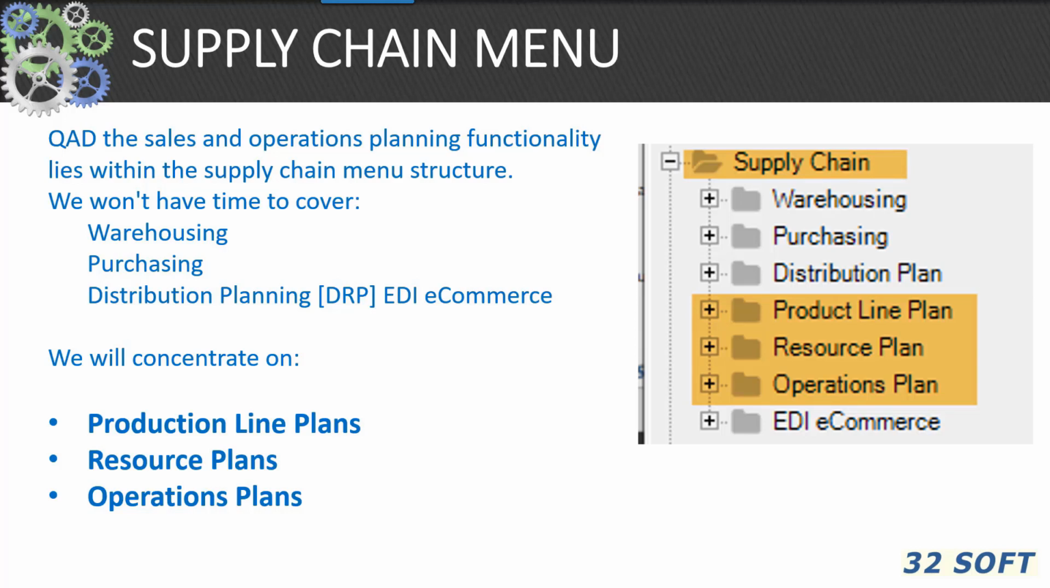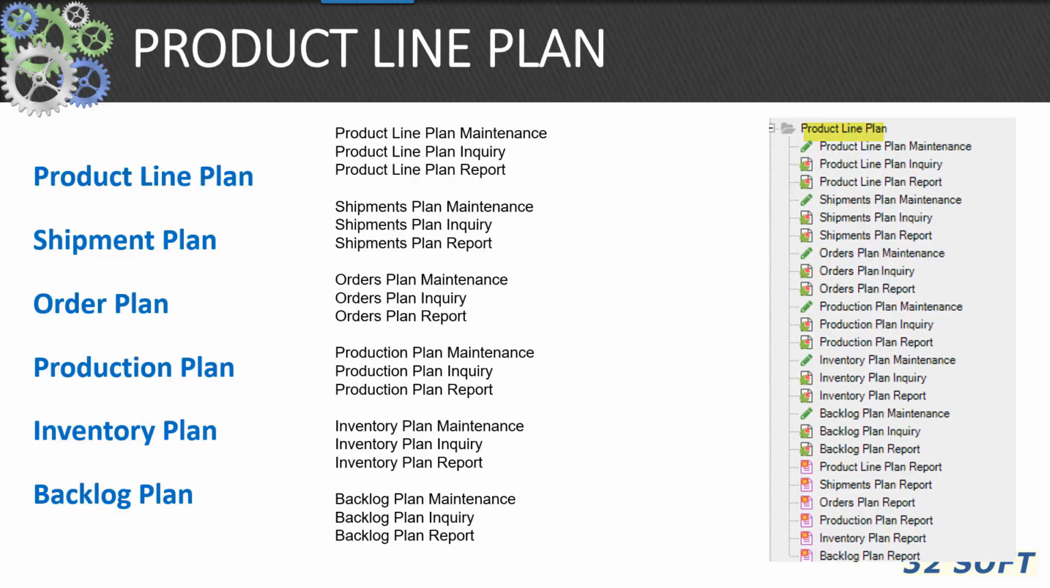Now that we have a pretty good idea what sales and operations planning is, where it came from, and its history, let's take a look at how S&OP is enabled in QAD. QAD functionality lies in menu A2, Supply Chain. We don't have time to cover warehousing, purchasing, DRP, which we'll talk about in September, or EDI, but we'll concentrate on the production plan, the resource plan, and the operations plan.